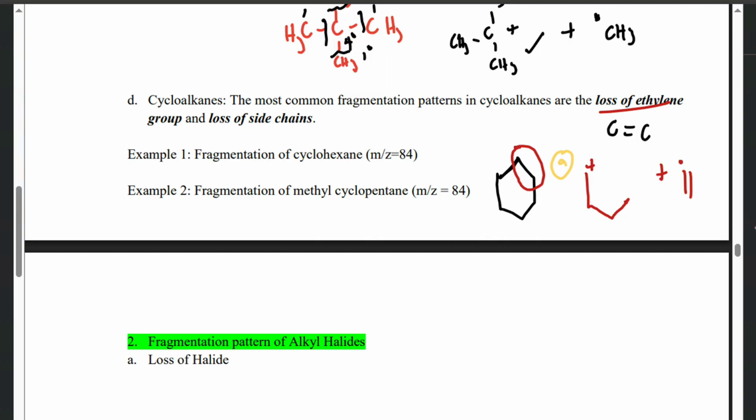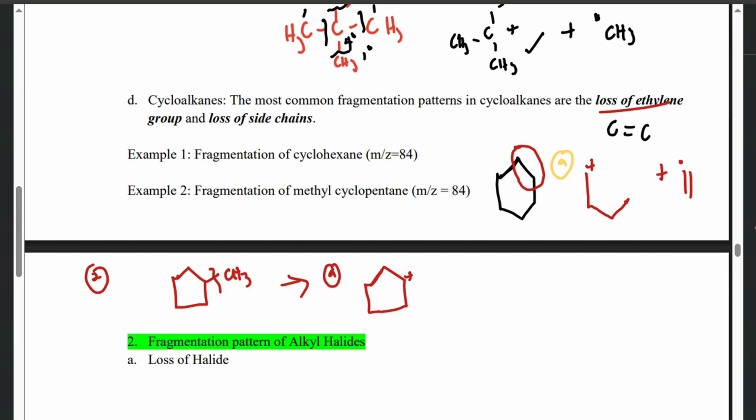Another thing is that if there's a side chain, there's a loss of the side chain. So let's look at these two. This is cyclopentane, and this is methylcyclopentane. So we have CH3. The first thing that will be lost here is this methyl group to give A, which is this one. So when you lose this point here, there will be a positive charge here, right?